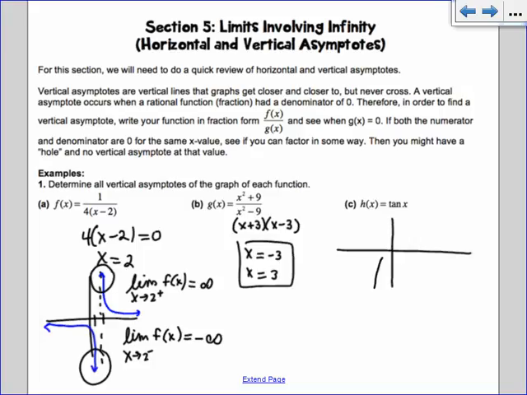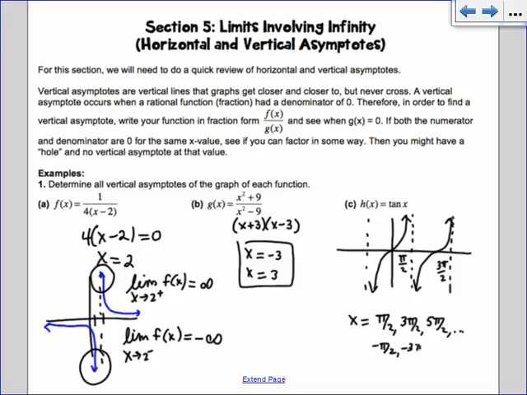The graph of tangent of x looks kind of like the cubic function, like y equals x cubed. But it has an asymptote at every, we start at pi over 2, and then we add pi to it, so 3 pi over 2, and so on. So the vertical asymptotes for this would be pi over 2, 3 pi over 2, 5 pi over 2, but we'd also have negative pi over 2, negative 3 pi over 2, and so on.